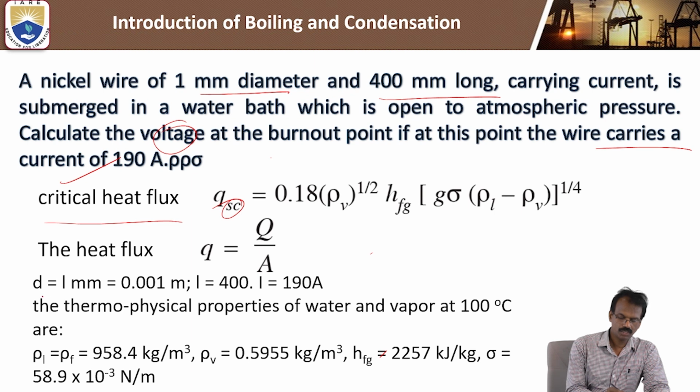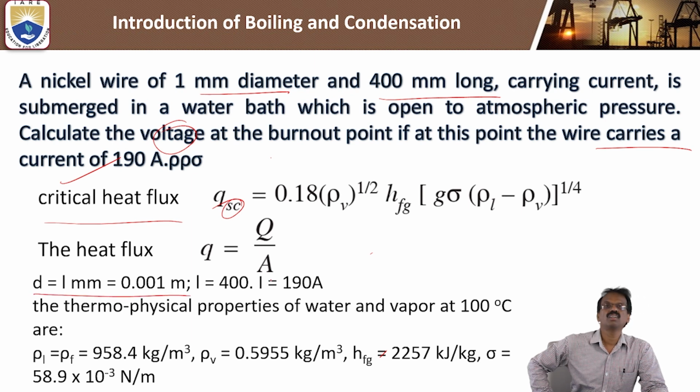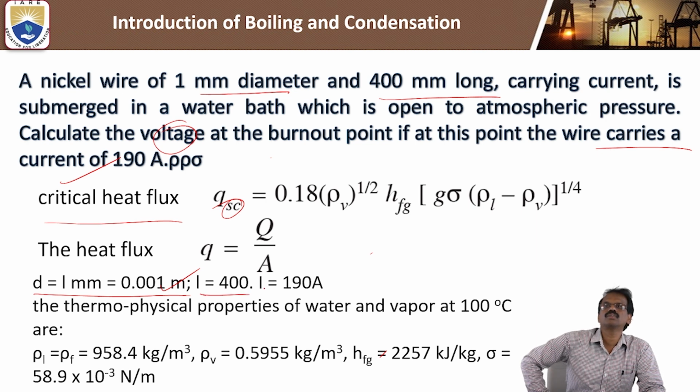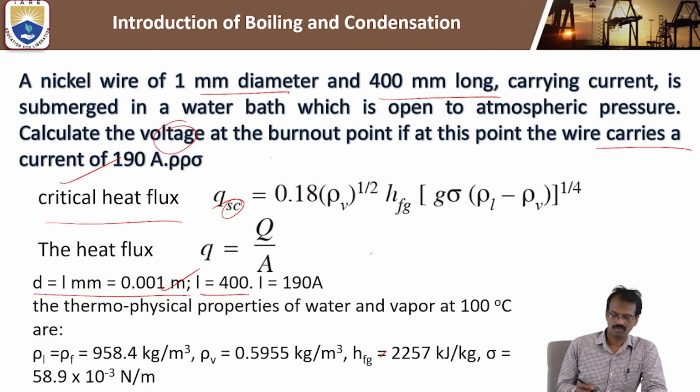So this is the given data. The diameter is equal to 0.001 meter, because the 1 mm diameter is converted into meters. The length L is equal to 400 mm, also converted into meters. Next, the current value: I is equal to 190 amps.